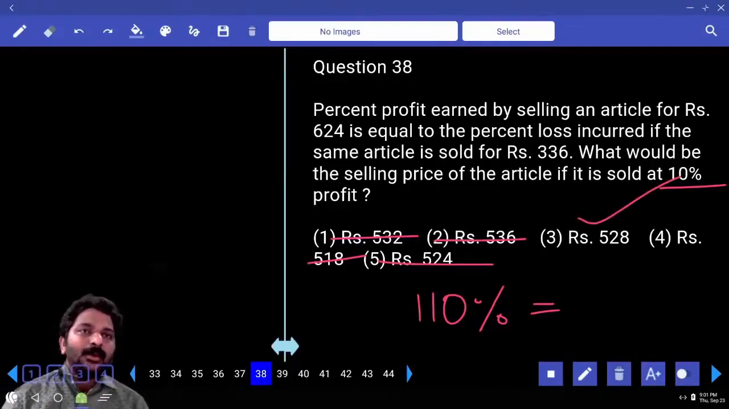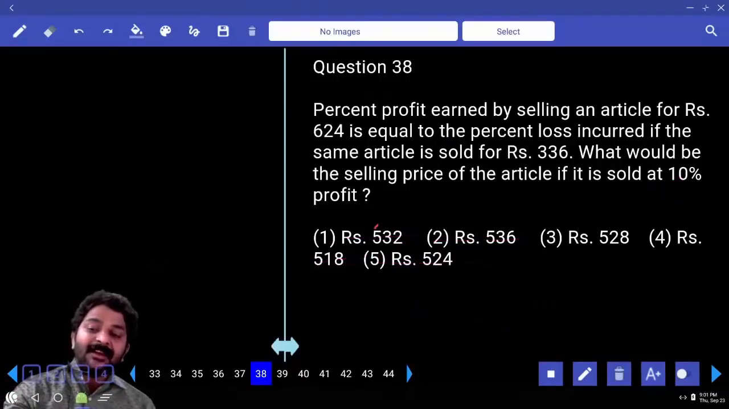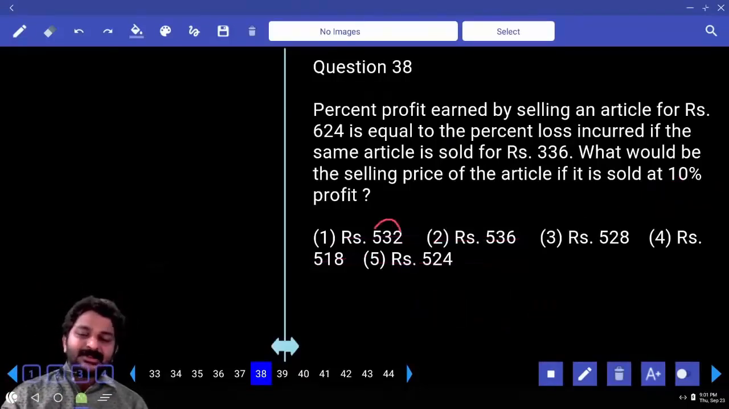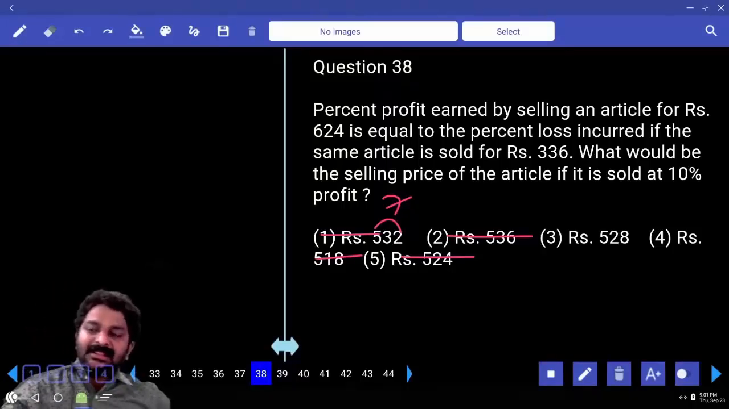How do you verify a multiple of 11? Alternate number sum, the difference of the alternate sums. 5 plus 2, 7. The other alternate sum, 3. The difference must be either 0 or a multiple of 11. If you verify that way, except the third option, the remaining numbers are not multiples of 11, so those options cannot be your answer. Third is the final answer.